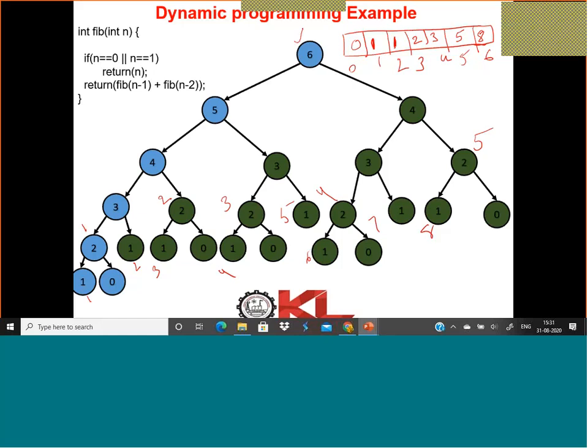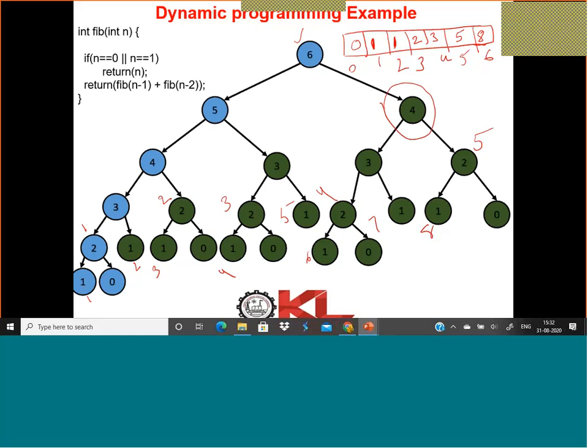In order to find Fibonacci of 6, you need not invoke Fibonacci of 4 here. That 4 value is already available in the table, so you need not expand the entire tree. Whatever the green color nodes are there, these nodes' functions are not invoked. These values are retrieved from the table because the values are already available in the table. So I need not call the same function once again. This is the dynamic behavior of your program.